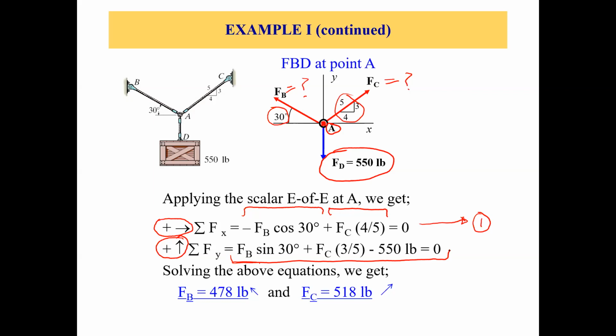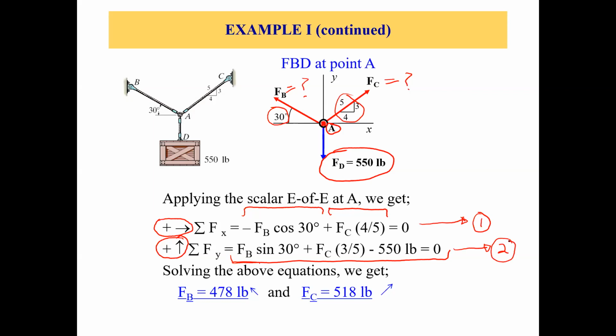FB times sine of 30, which is a positive force, FC times 3 by 5, which is a positive force, and negative 550 pounds, which is a negative force acting downwards, equals 0. So this gives us equation 2 for the summation of forces in the y direction equals 0.